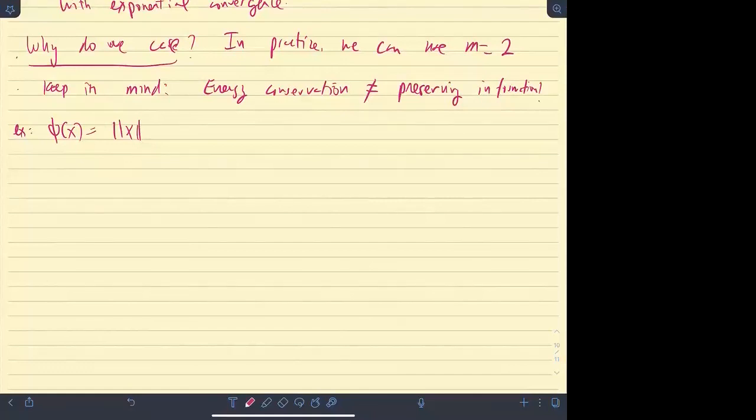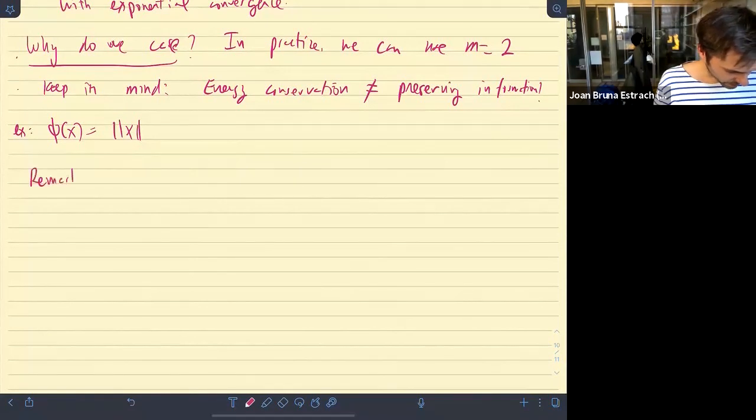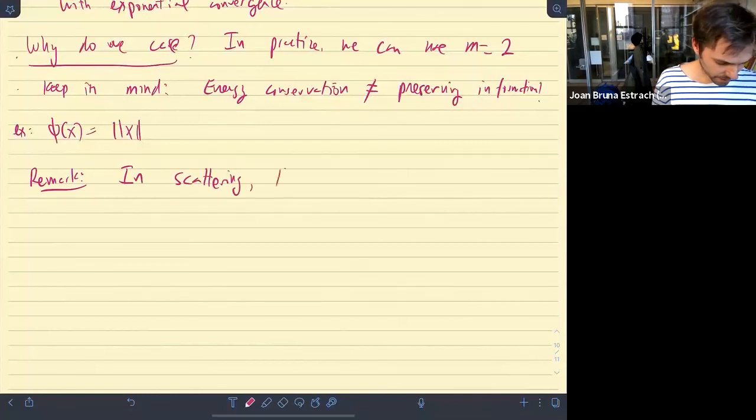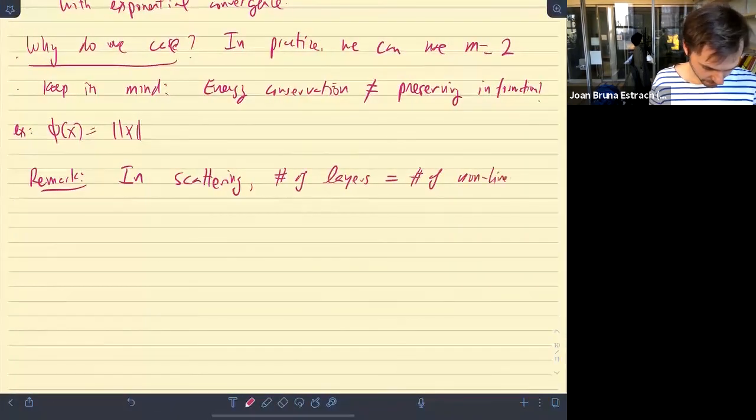I have a question. So this m equal 2 would be, for example, the number of layers, the transformations that a network is performing? Very good question. Thanks for asking. There's another nice remark related to this: in scattering, the m, the number of layers, is equal to the number of nonlinearities.